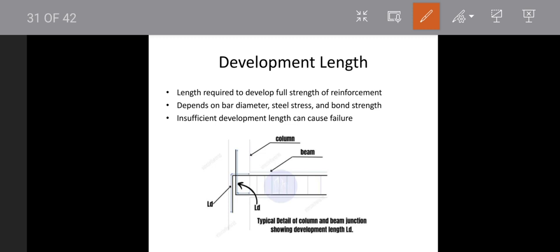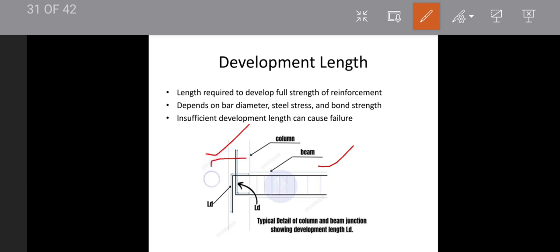So next one, development length. Development length is the length required for the reinforcement to develop its full strength. That is, in order to transfer the load from one element to another element, we will provide this development length. Here if you see, we have a beam and we have a column. Here the beam reinforcement is extended into the column.